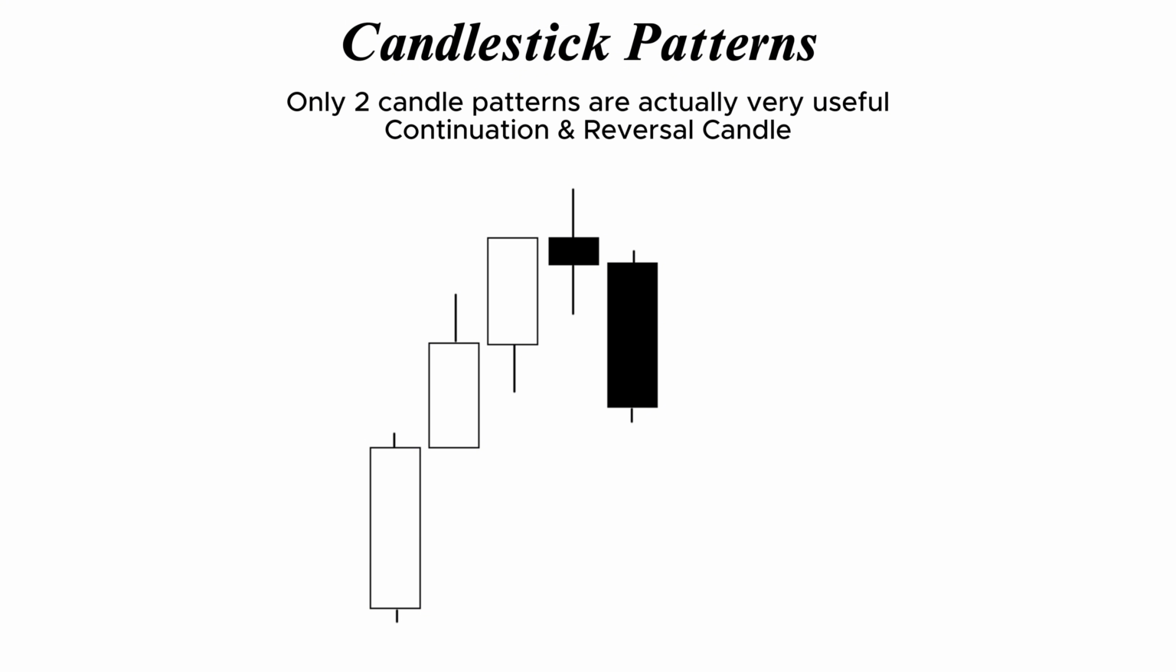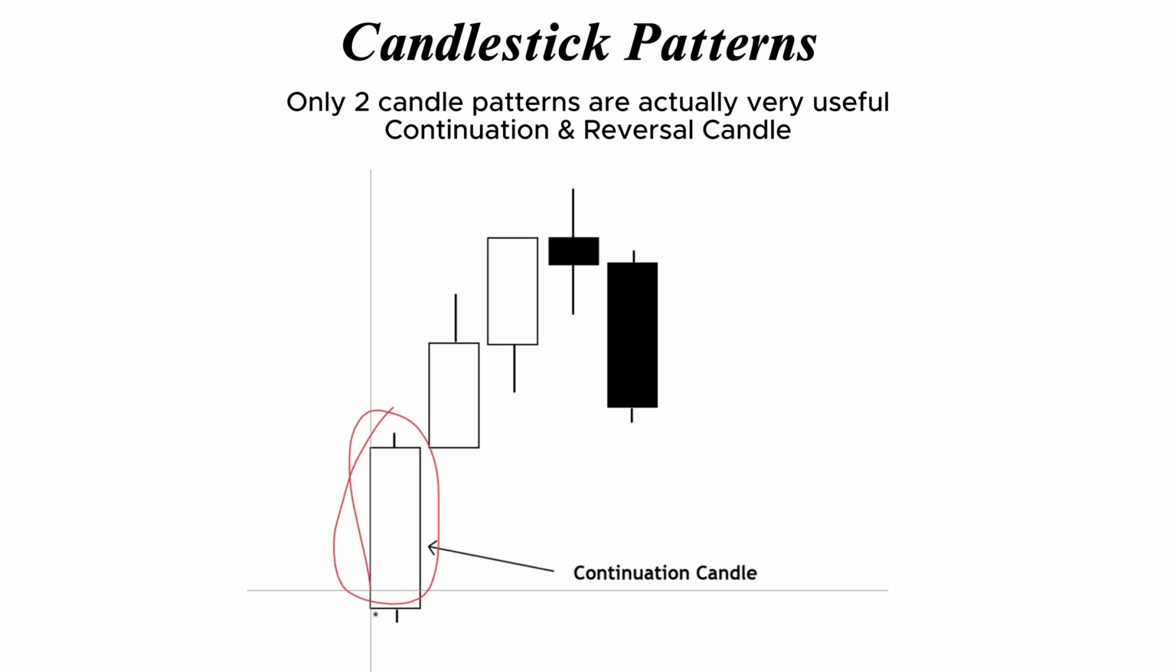There are a lot of candlestick patterns. However, the most important ones are only two types of candles: the continuation candle and the reversal candle, and they are very simple to read and understand, yet very few apply this simple concept. The continuation candle is simply a candle that has a large body with small wicks.